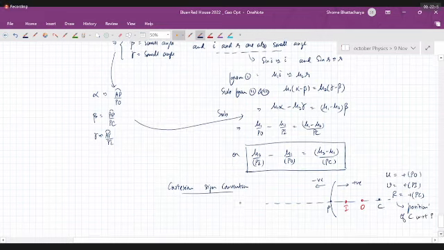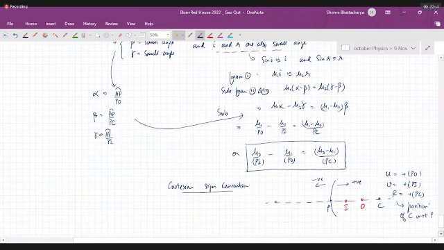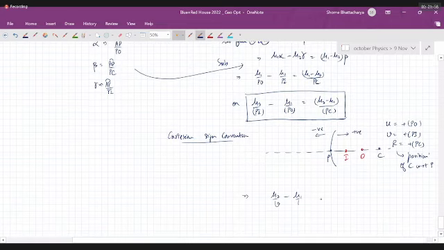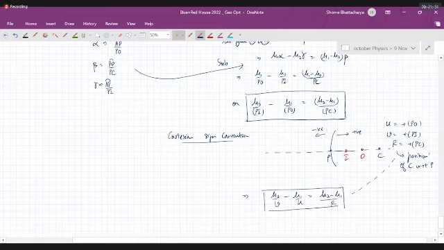So this formula converts to mu2 by v minus mu1 by u is equal to mu2 minus mu1 by R, where we understand that this is R with Cartesian sign, and mu2 is the refractive index of the medium with the refracted ray, whereas mu1 is the refractive index of the medium with the incident ray.